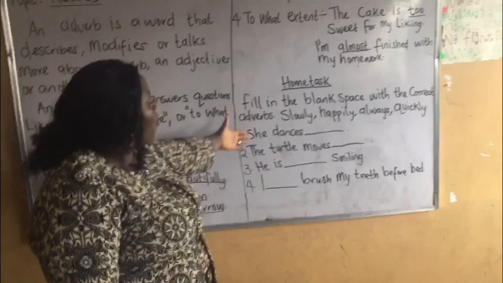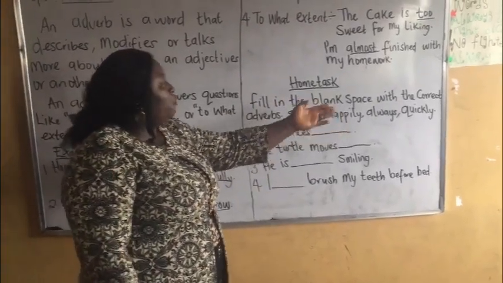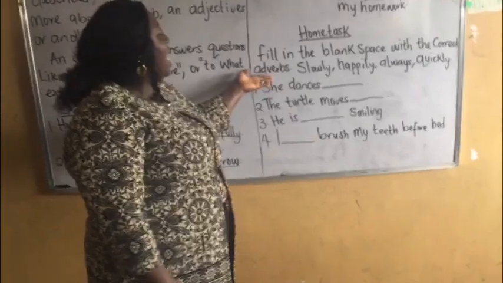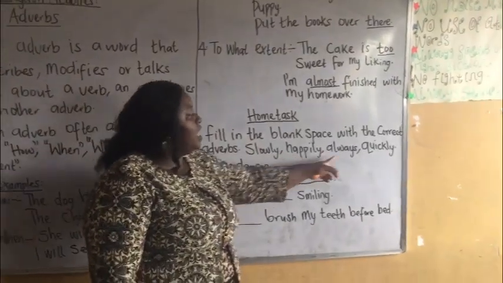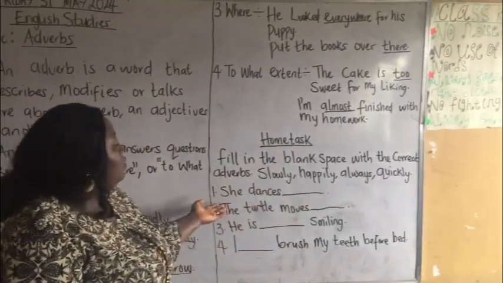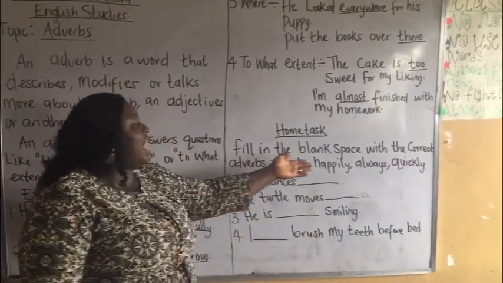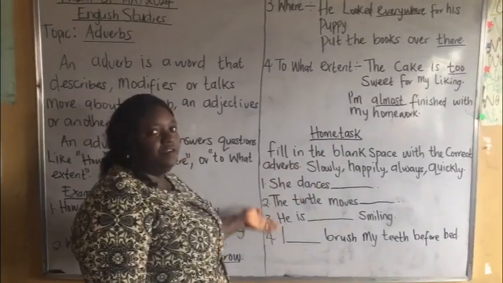Now going over to our home task. Here are our home tasks. Fill in the blank space with the correct adverb: slowly, happily, always, and quickly. Now, with these adverbs given to you, you should use them to fill in the blank spaces.